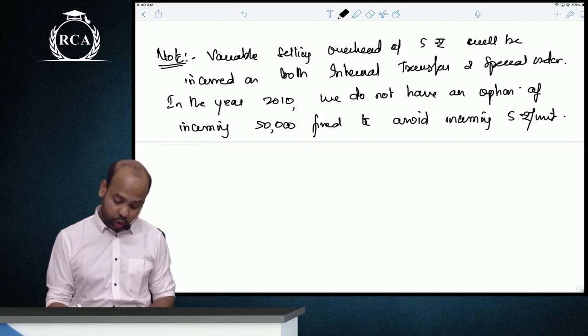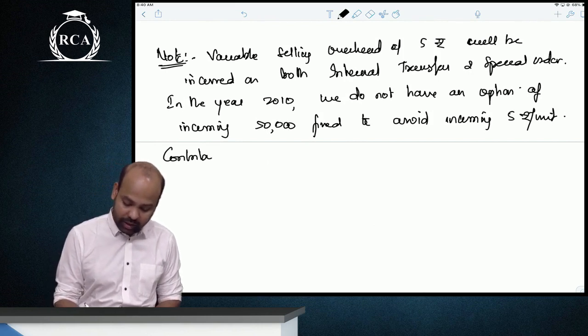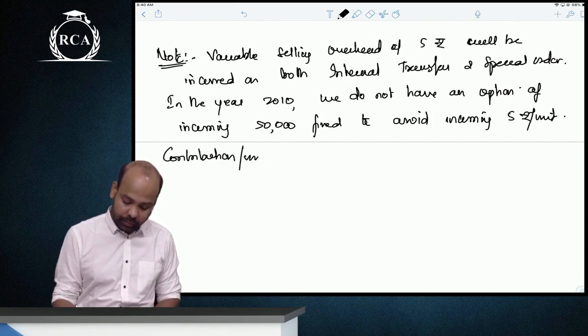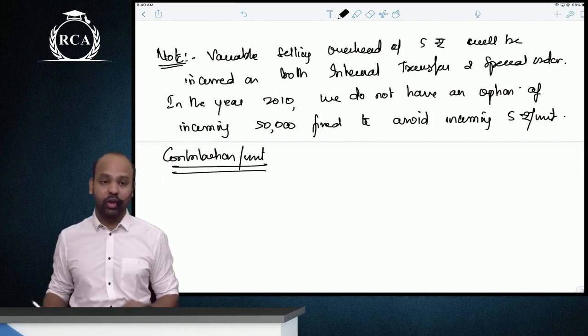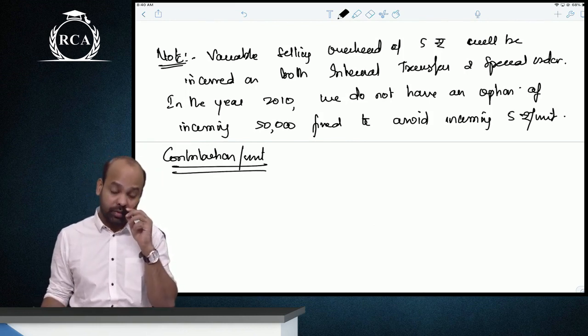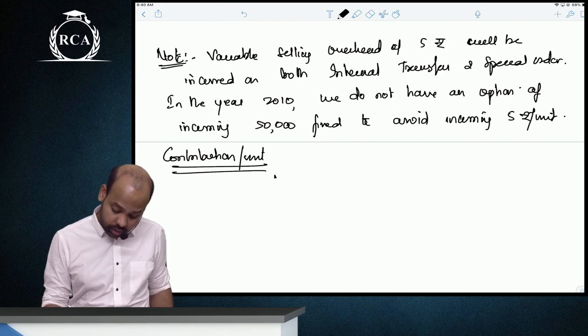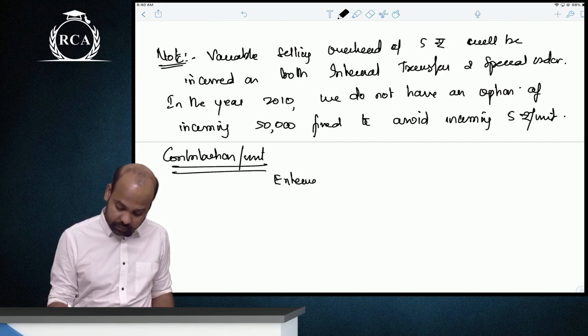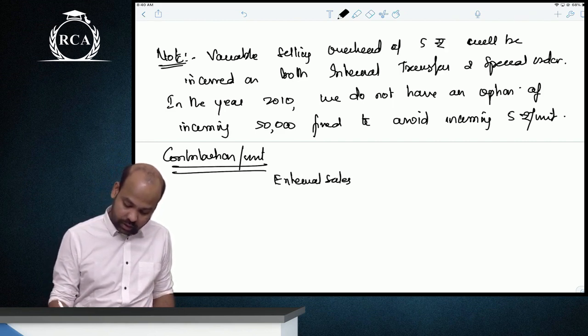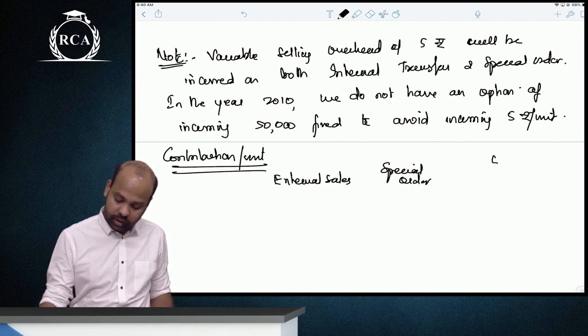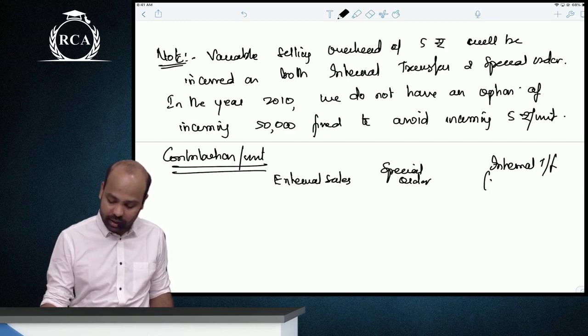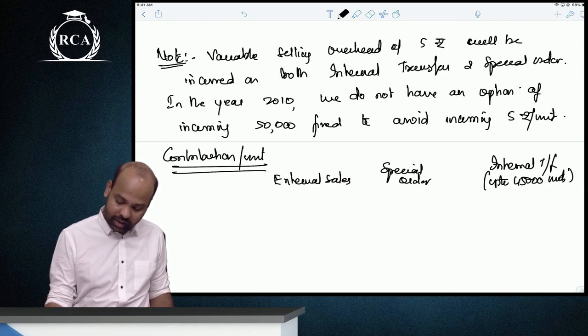Let me now compute the contribution per unit. This, beta, was only for the year. We will decide, beta, what should be the optimum product mix, guys, of division A from the viewpoint of the company. There are external sales, there is the special order, and then, beta, there are internal transfers. I do not have to segregate, guys, I'll directly write up to 45,000 units.